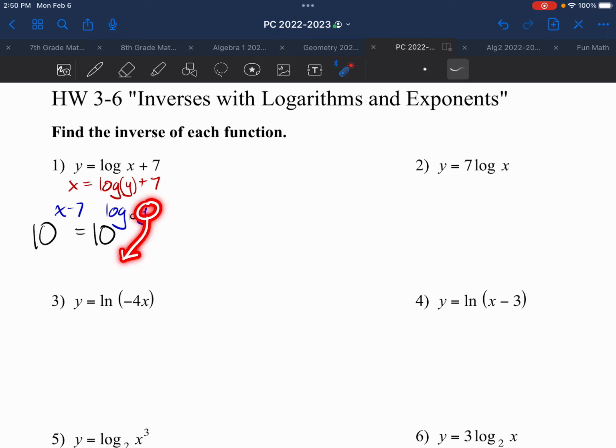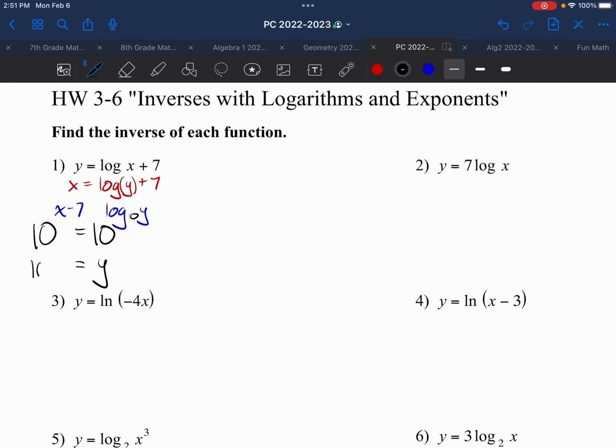This y is going to come down here. Really, this is asking a question, right? What power does 10 need to be raised to get to y? Whatever the answer is, that's how it works. So whatever's on the inside of the parentheses is going to be untrapped. And this is just going to be y out here.